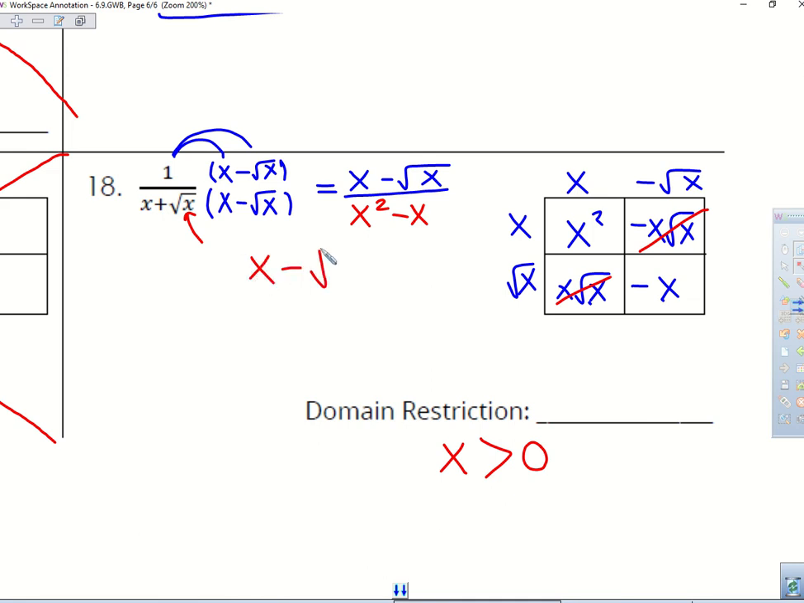And I want to show you why. What can I factor out of this denominator? What's the GCF? X, very good. Now here's the problem. We already restricted the 0, but what other number would make this denominator 0 now? 1. So x also can't be 1.